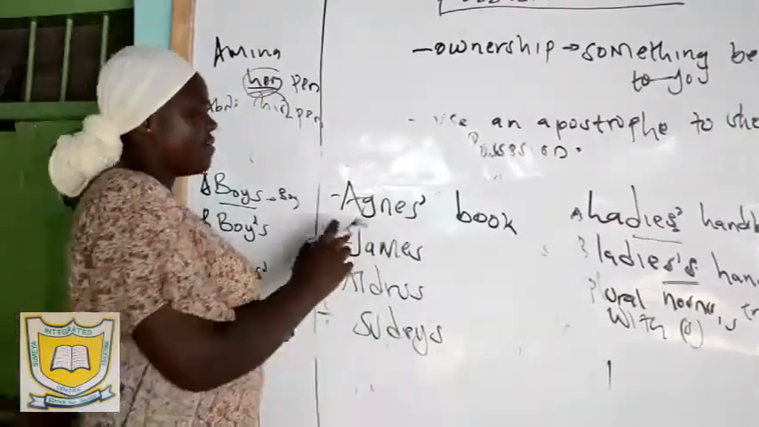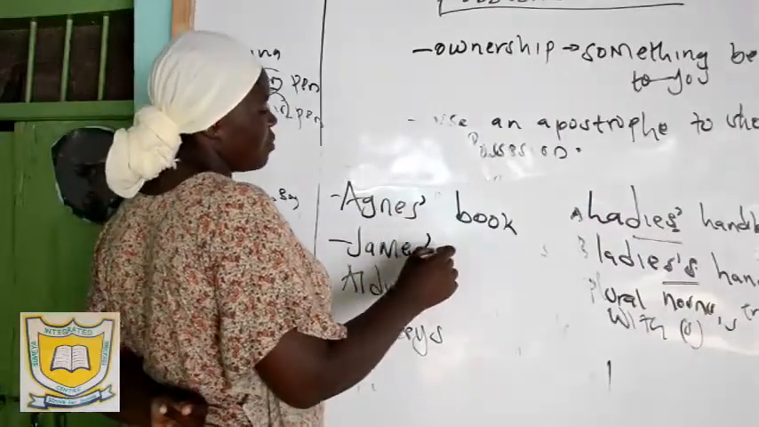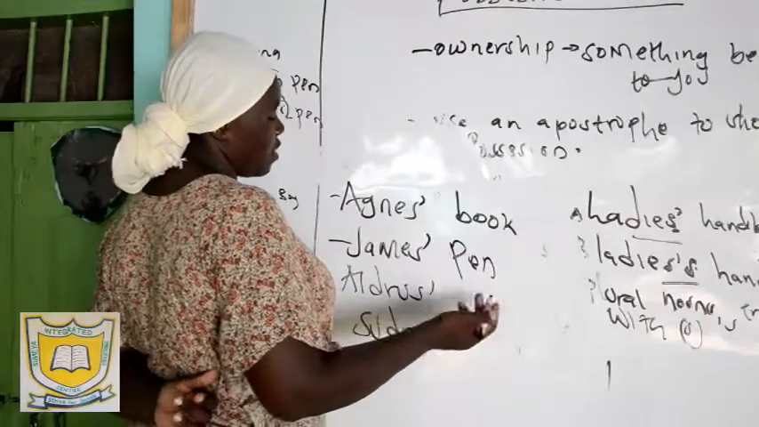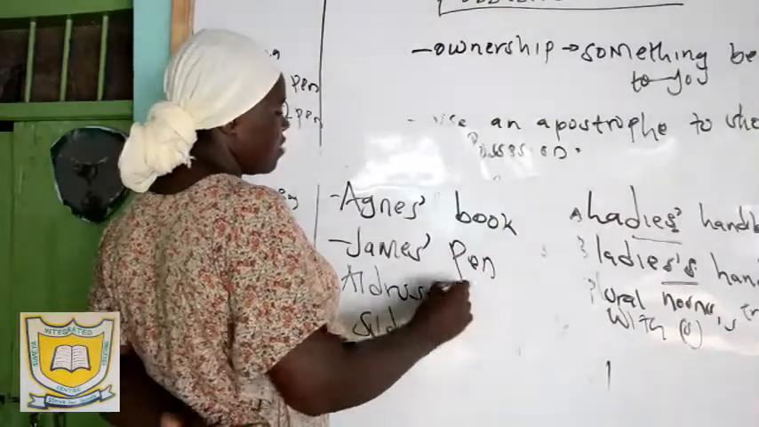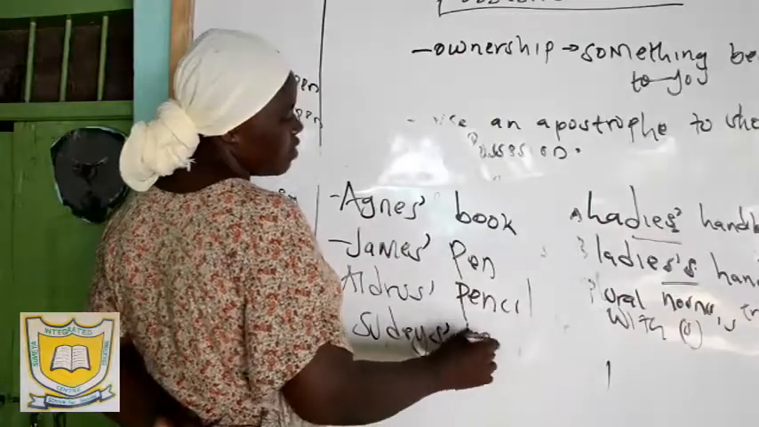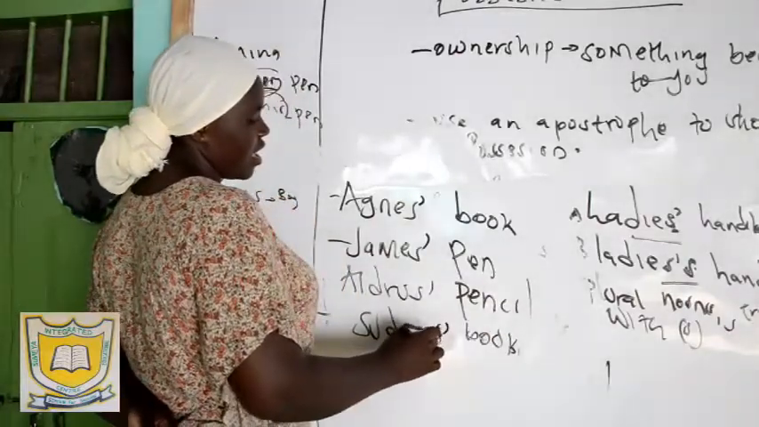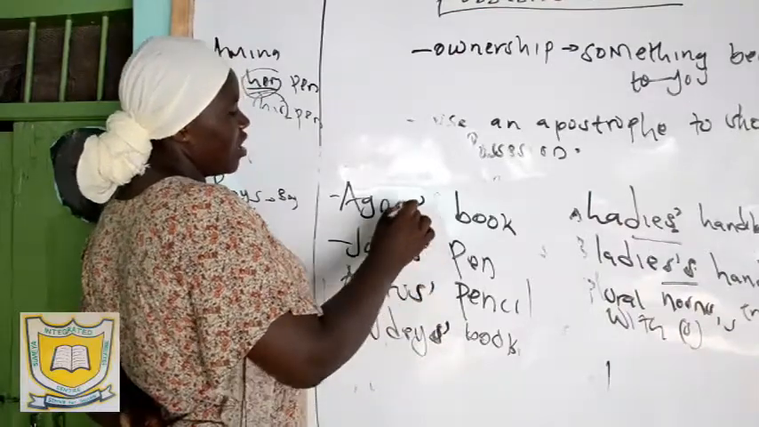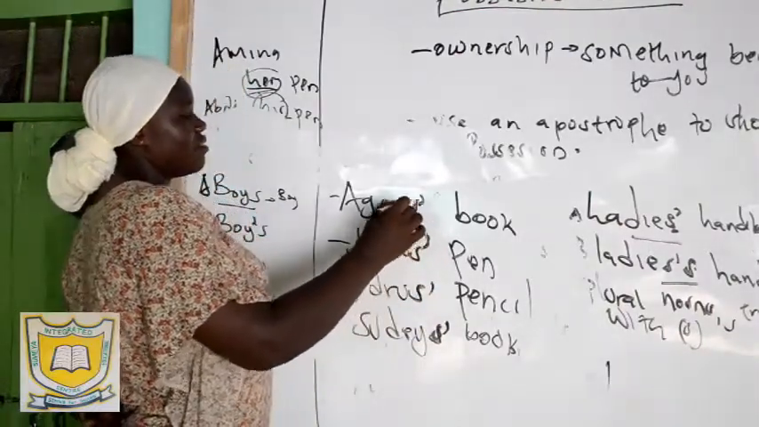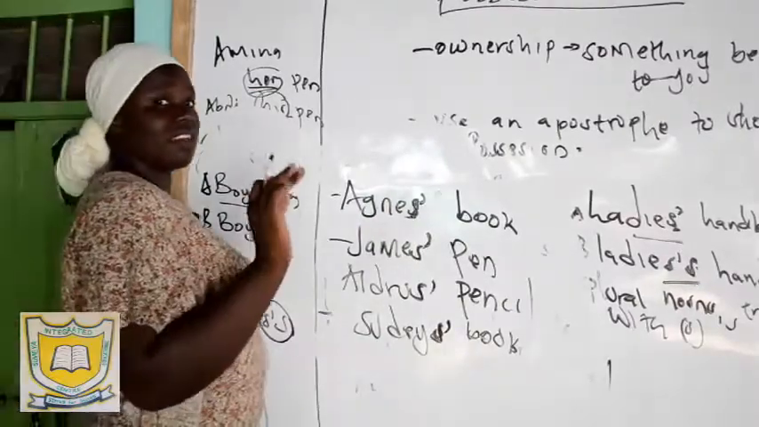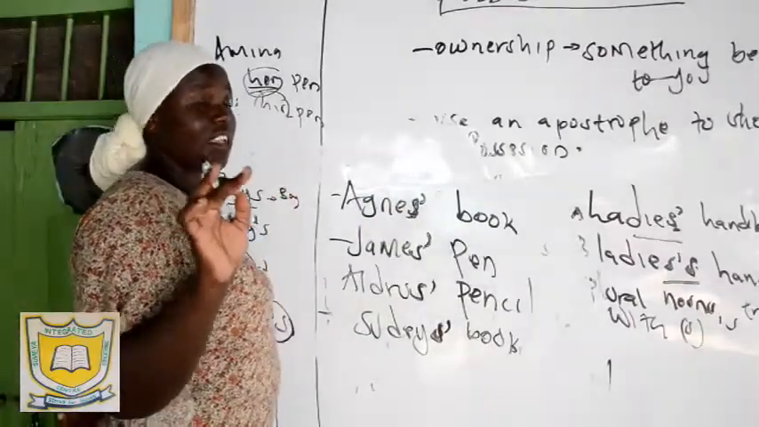For example, I have Agnes' book, I have James' pen, you can have Idris' pencil, you can have Sudais' book. So these nouns end with an S. So if you want to form their possession, you simply add an what? You simply add an apostrophe to show the possession. But this does not apply to nouns that do not end with an S.